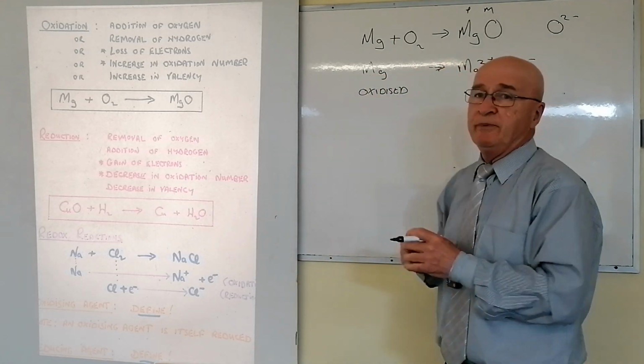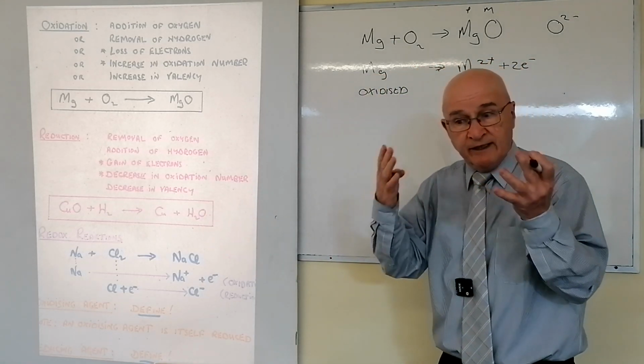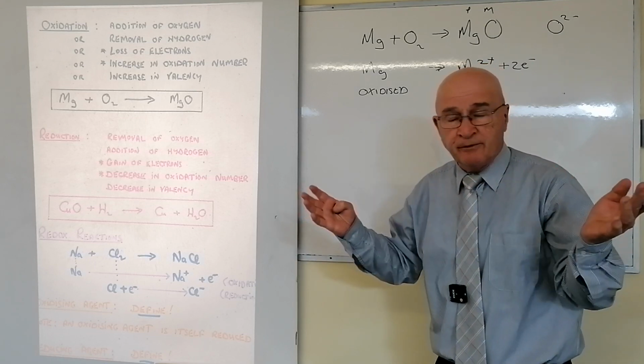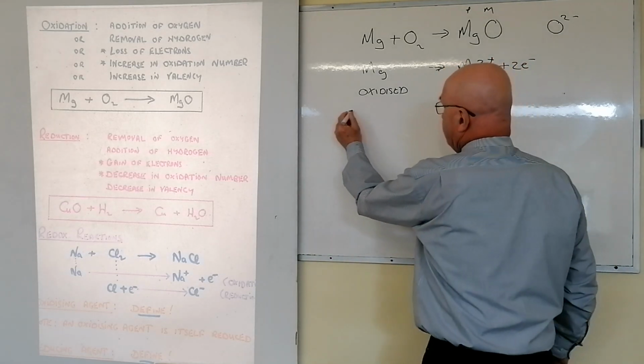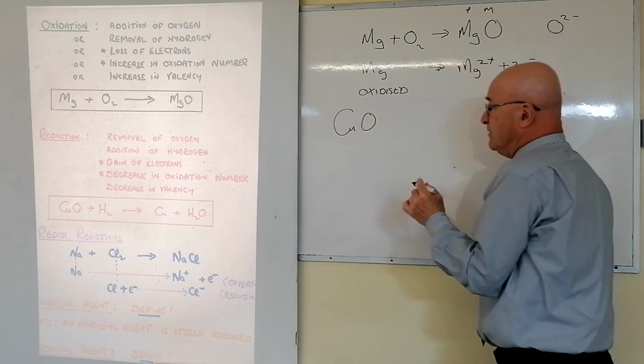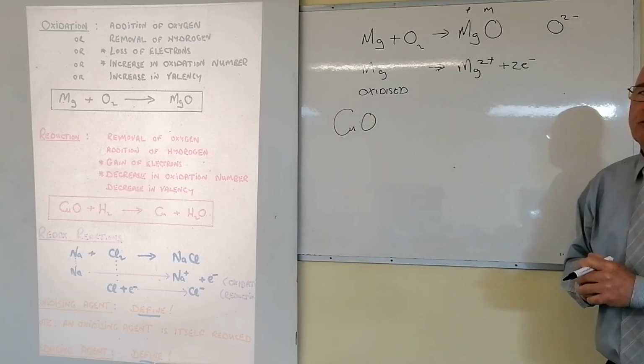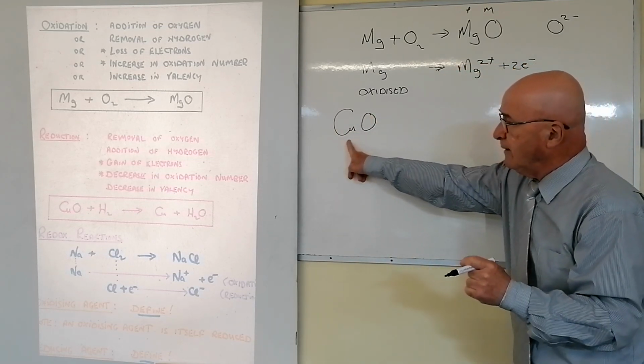Remember, these examples will be given to you now. Okay? You'll be given the equation, you'll be asked to interpret them, and that's what this section is about. That's copper oxide, okay? Some people might call it copper 2 oxide because the valency of copper is 2 in that.